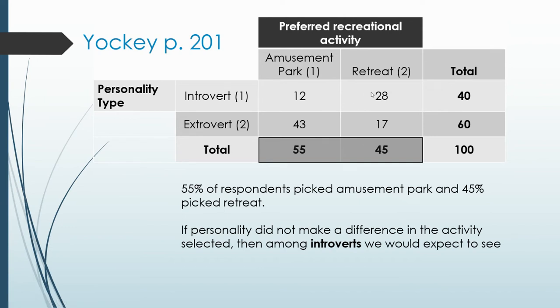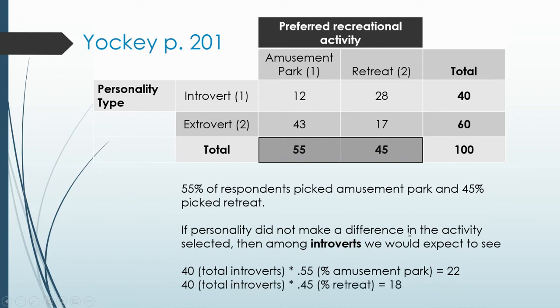We can figure that out mathematically. I can take those 40 total introverts and multiply that by the 55% overall who said they liked amusement parks. If I had 55% of my introverts saying that, I would expect among the introverts that 22 of them would select amusement park. Likewise, I can do the same thing for the retreat. Here's my 40 total introverts, multiplied by the 45% of the people who overall said they would prefer a retreat.